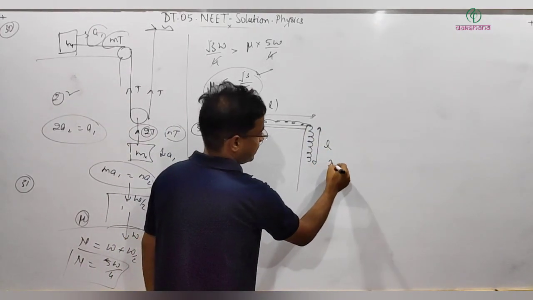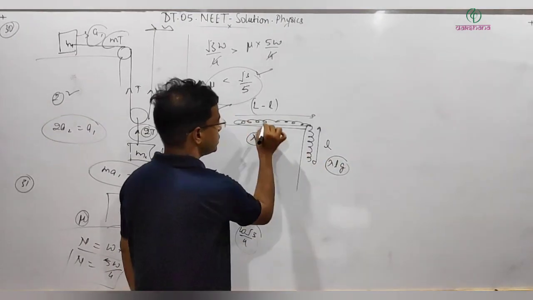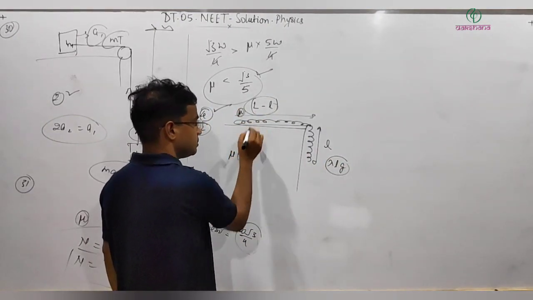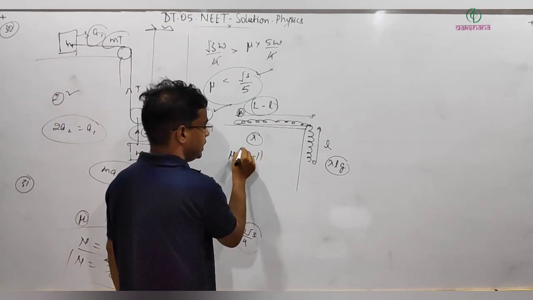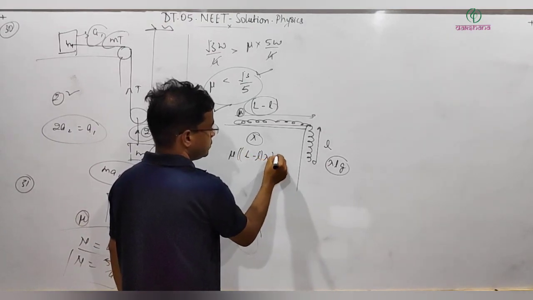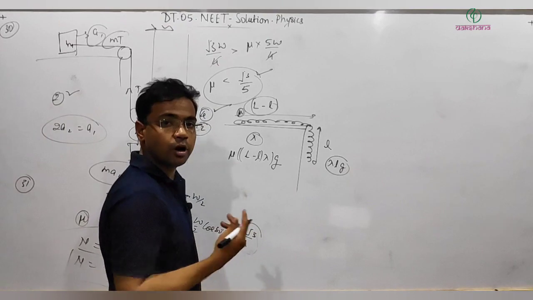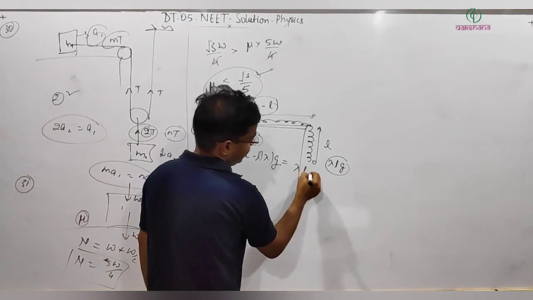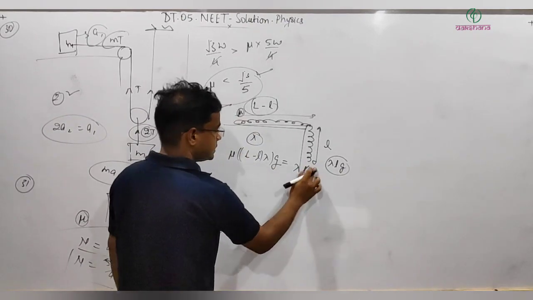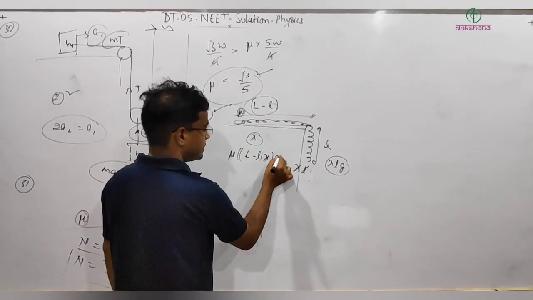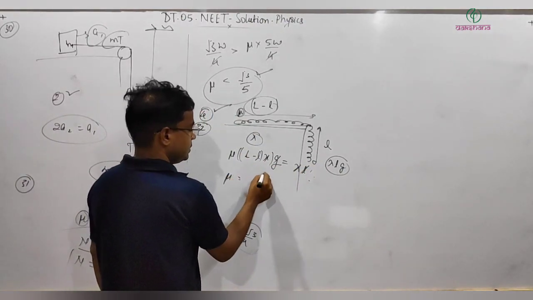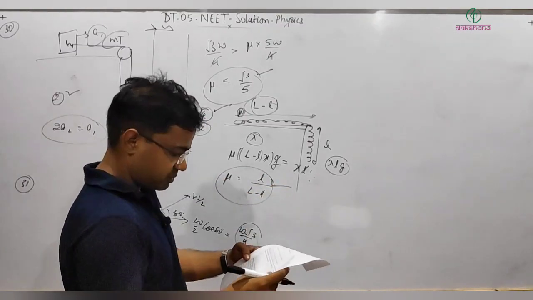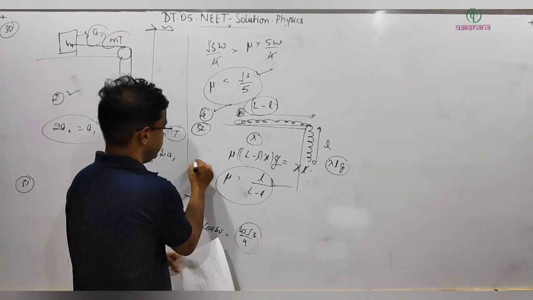I can write lambda l into g is the pulling force, and if friction coefficient is mu, then I can write mu into its mass, capital L minus small l, into lambda into g. So for the system to remain in equilibrium, I can write lambda l g equals this. The g gets cancelled, lambda gets cancelled, and mu comes out to be l upon capital L minus small l. This is the mu which matches with option third.